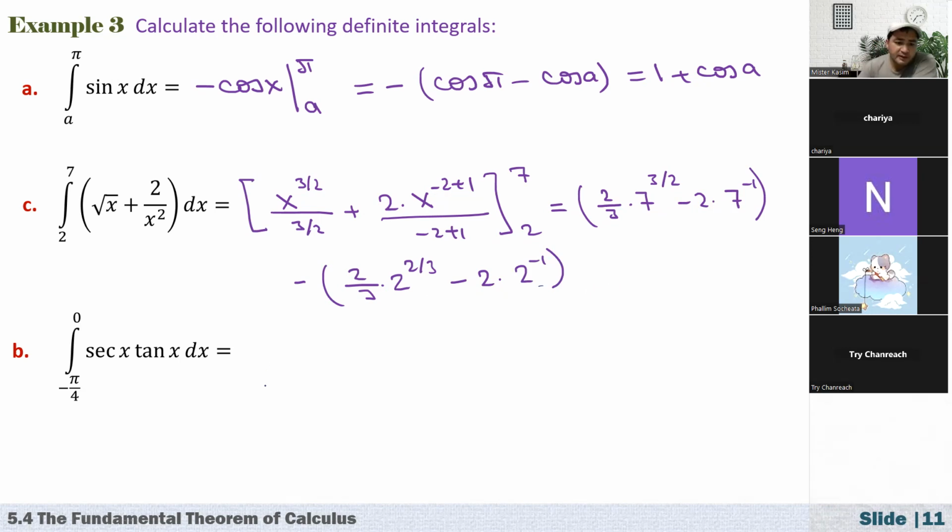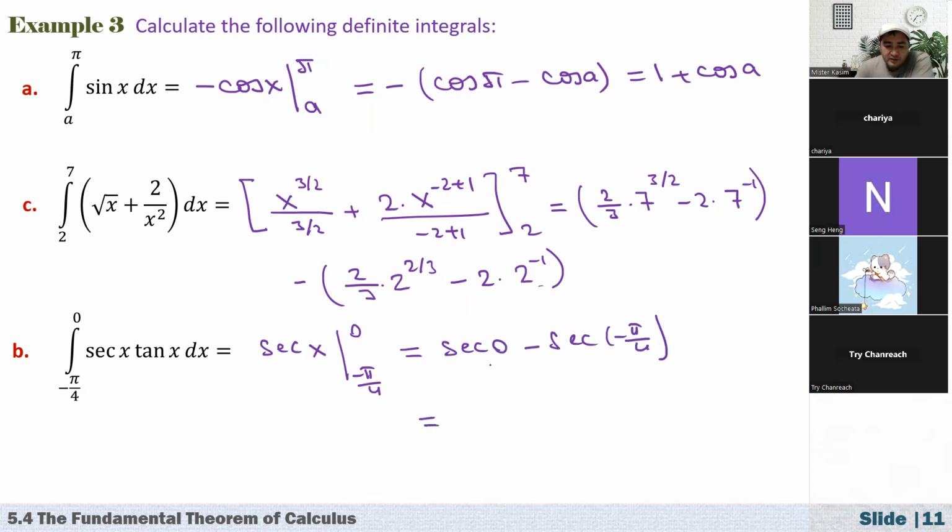And how about B? Oh, it's part c, b. Okay, no problem. Now secant of x and tangent of x, right? So what function's derivative is secant of x tangent of x? If you remember, it is secant of x, right? Because if you differentiate secant of x, we get secant of x times tangent of x. So here we have from minus pi over 4 to 0. So that's equal to secant of 0 minus secant of minus pi over 4.